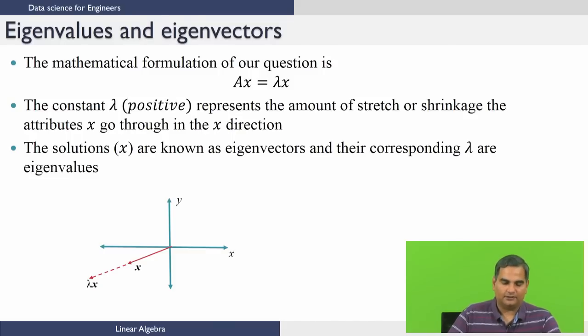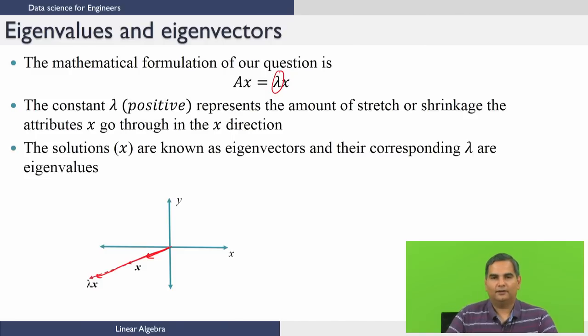If lambda is positive, then we see from this equation that if lambda is less than 1, when I operate A on x, the vector actually shrinks. So if this is x, and lambda is less than 1, it will be shrunk like this, and if lambda is greater than 1, it will be at a higher magnitude than the original x vector.